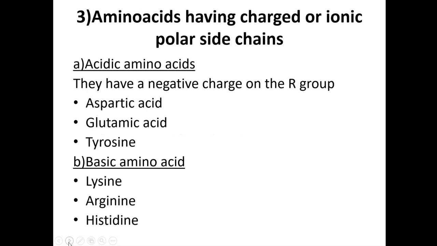Next, the third category is amino acids having charged or ionic polar side chain. They are acidic amino acids because they contain negative charge: aspartic acid, glutamic acid, in some cases tyrosine. Then basic amino acids: lysine, arginine and histidine.